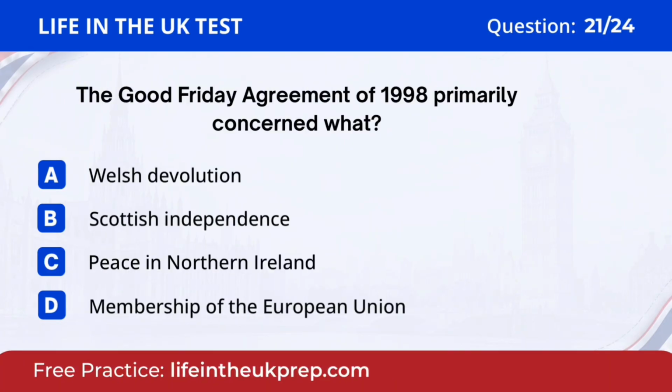Question 21. The Good Friday Agreement of 1998 primarily concerned what? A. Welsh devolution. B. Scottish independence. C. Peace in Northern Ireland. D. Membership of the European Union. The answer is C. Peace in Northern Ireland.